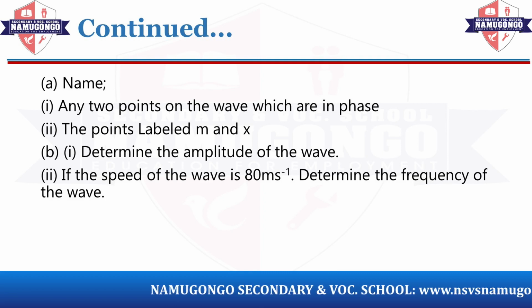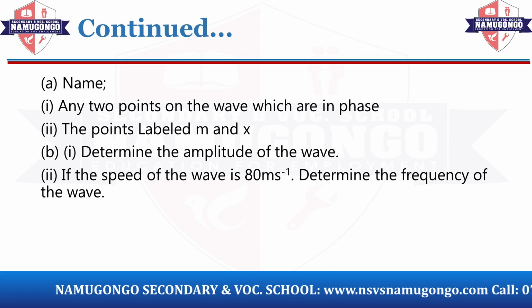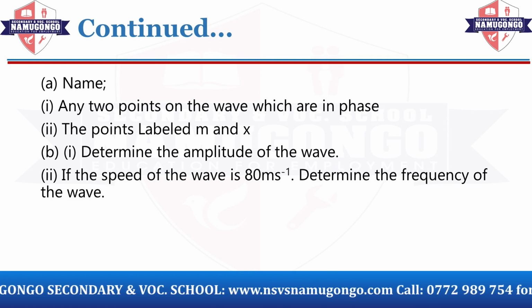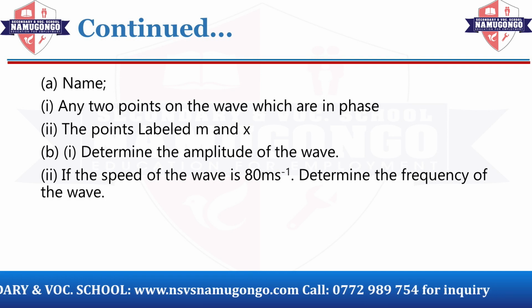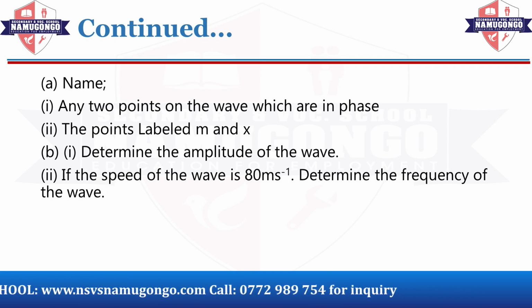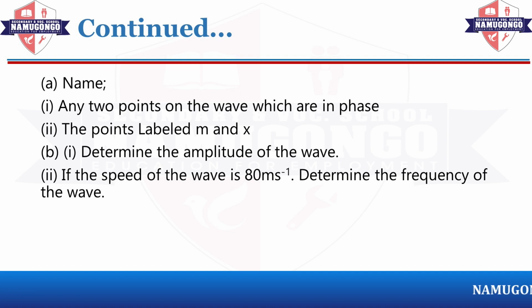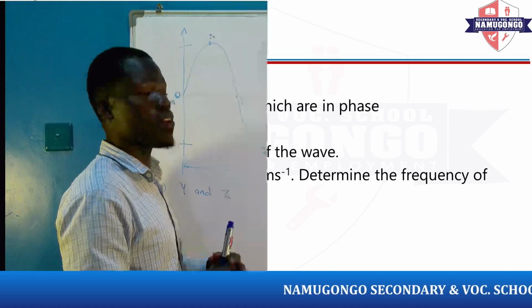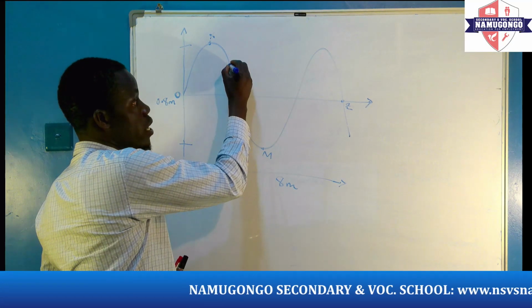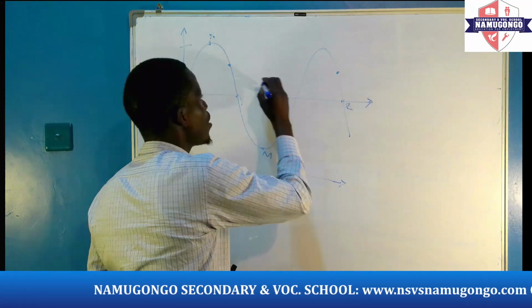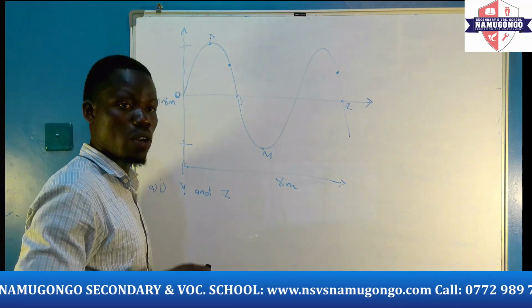Name any 2 points on the wave which are in phase. We had Y here and Z. Which points are in phase? For Roman number 1, part A, we have Y and Z. They are at the same point of rest at different locations, so they are in phase. If we had another point here and another point here, these would also be in phase. So that's what we mean.